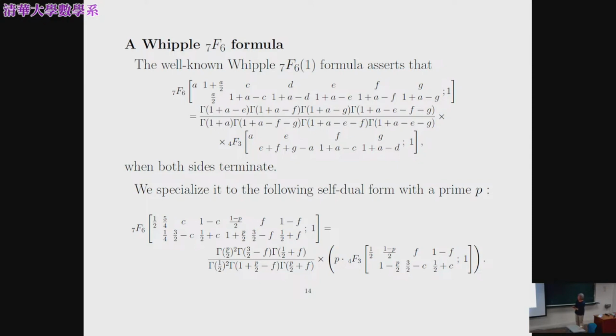So if I choose A to be 1/2, that determines the second column, and C will be C, and D will be 1 minus C. So that's the self-dual part. Then F will be F, and G will be 1 minus F. Now E is trickier. So E here we will choose as 1 minus p over 2, and the bottom will become 1 plus p over 2. So in this particular case, we also have the identity which carries on.